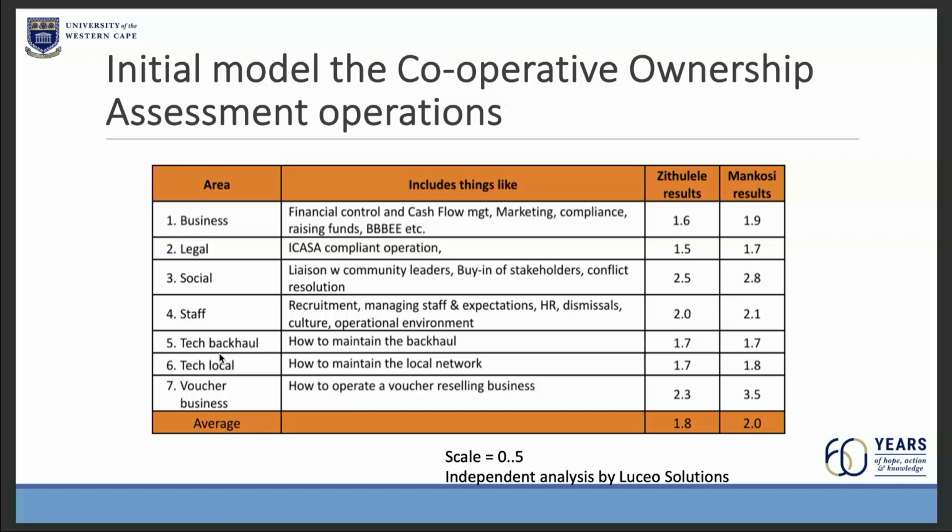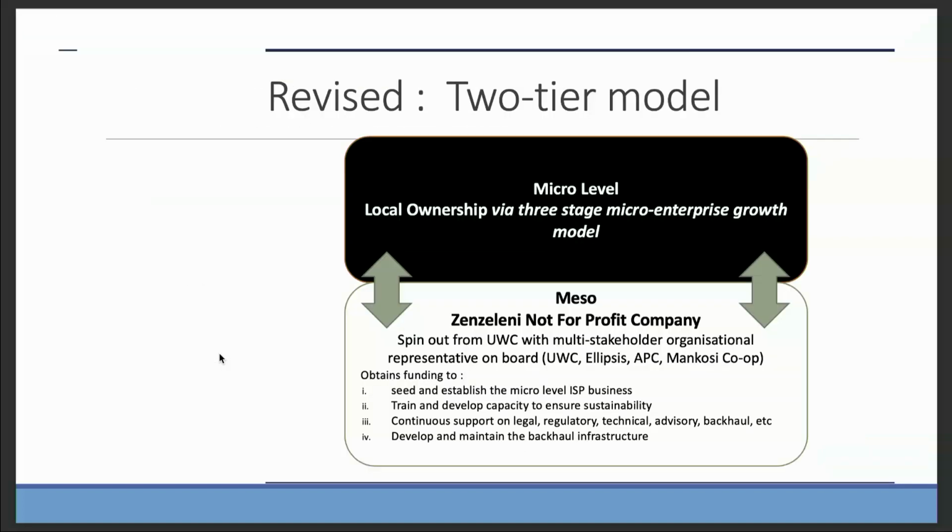model. Community-owned ISP: we found the difficulty of the cooperative running a local business to be neither sustainable nor successful. This is some of the evidence, where we did an assessment of business, legal, and other types of skills, and it was found not to be favorable. So we had to rethink the strategy of what we mean by community-owned.